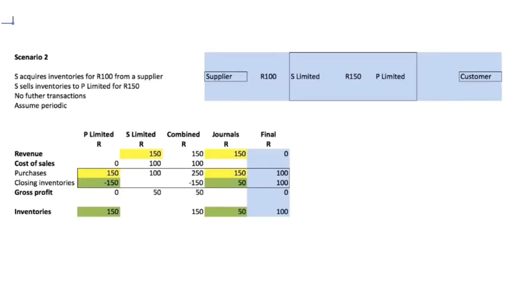In scenario 2, let's develop the economic event further. Again, the supplier has supplied inventories to S Limited for R100. S Limited has in turn supplied these inventories for R150 to P Limited. Now we have an intragroup event, S Limited and P Limited.